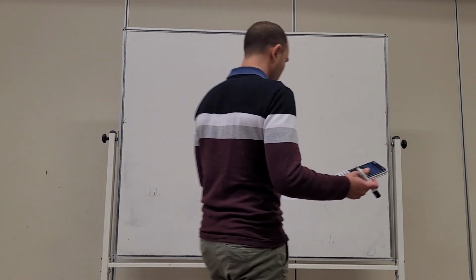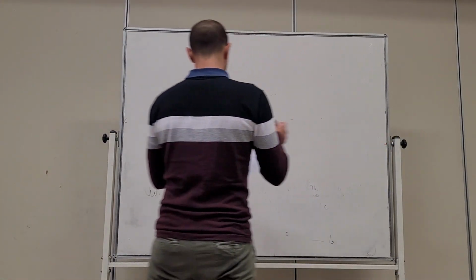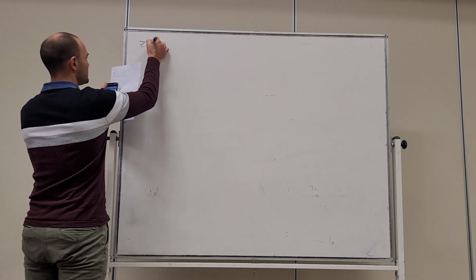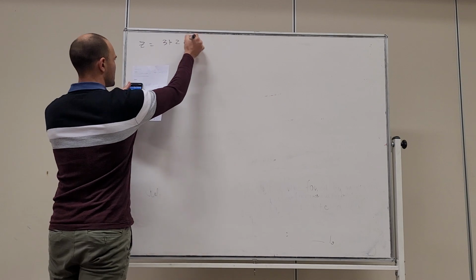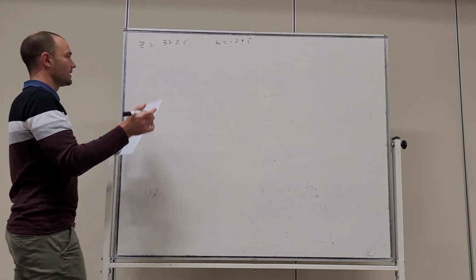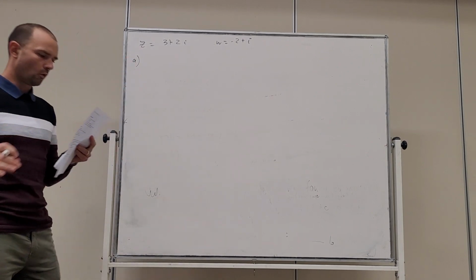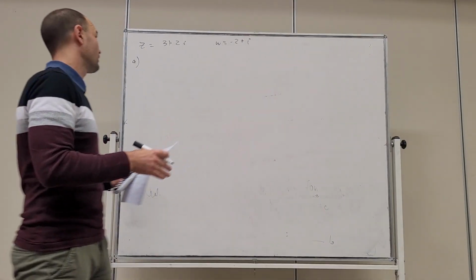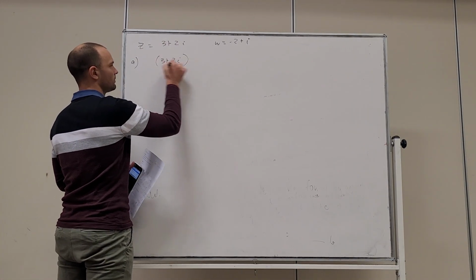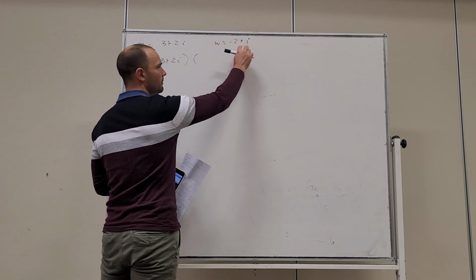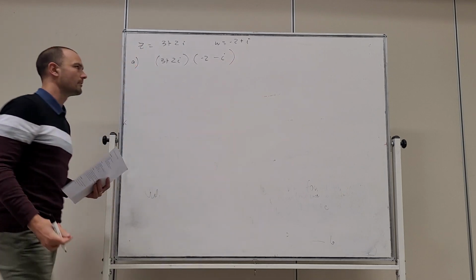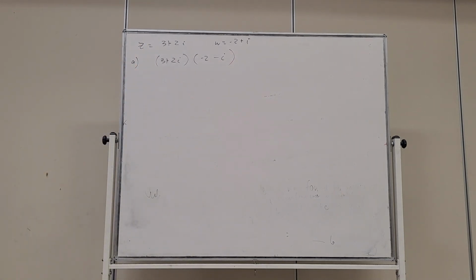So consider the complex numbers: z is 3 plus 2i, and w is minus 2 plus i. Both of these are presented to us in Cartesian form. The first part says evaluate and draw z multiplied by the conjugate of w. So that means 3 plus 2i multiplied by the conjugate of w, which means we change that to a negative: minus 2 take i. Then we're just going to perform FOIL.